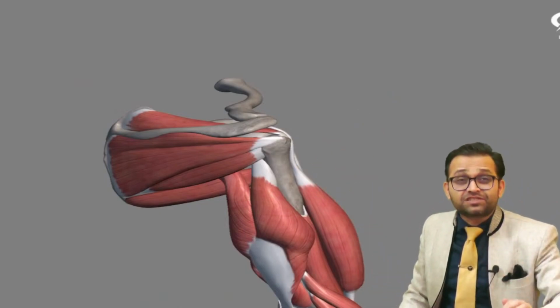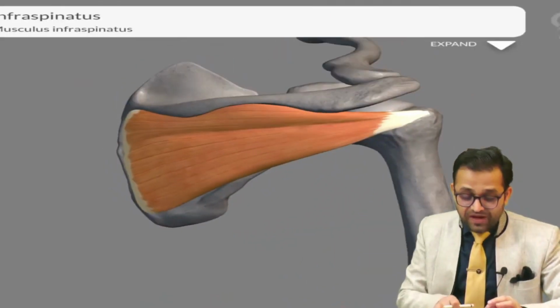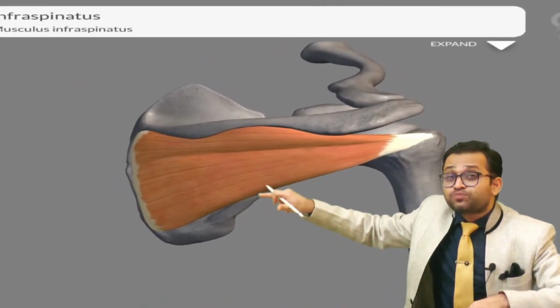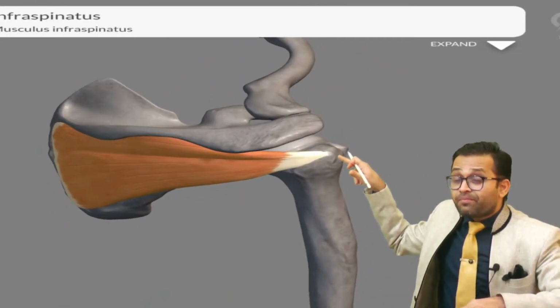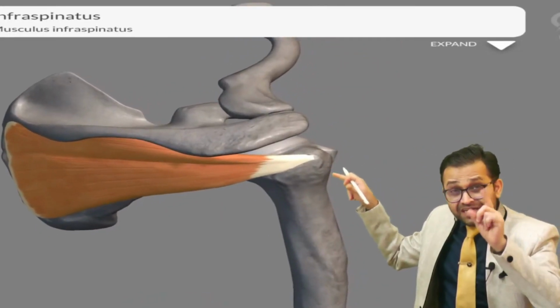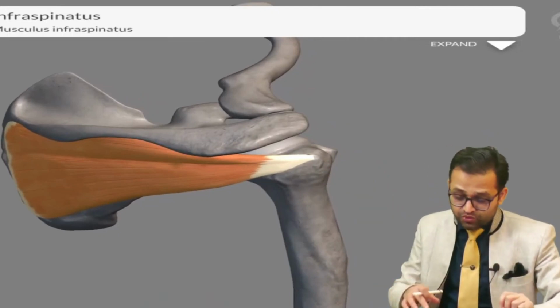Yes Akshay, you are right, it is the muscle. So this is our infraspinatus. Can you see? Infraspinatus fossa, it is taking insertion into the middle impression of the greater tubercle of humerus. Again two MCQs I told you.